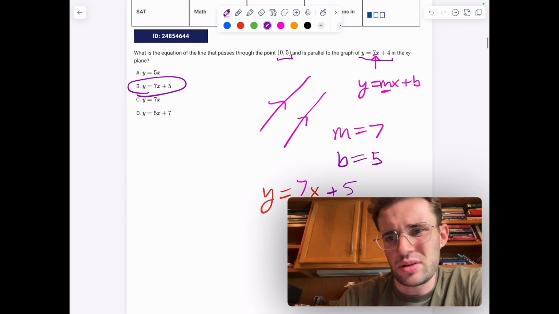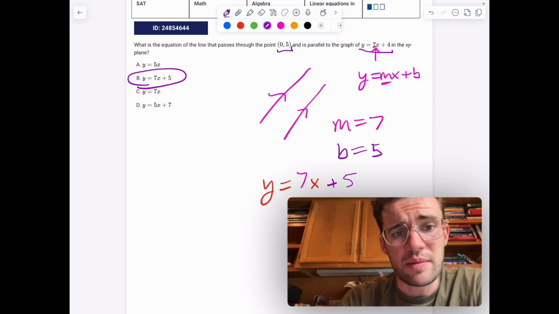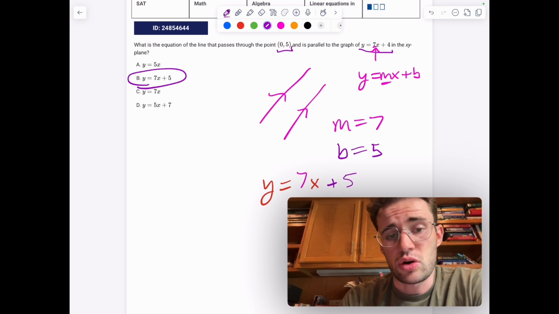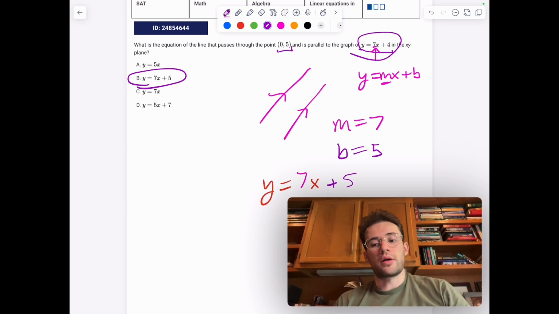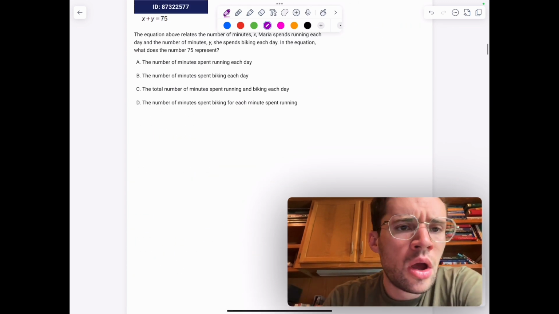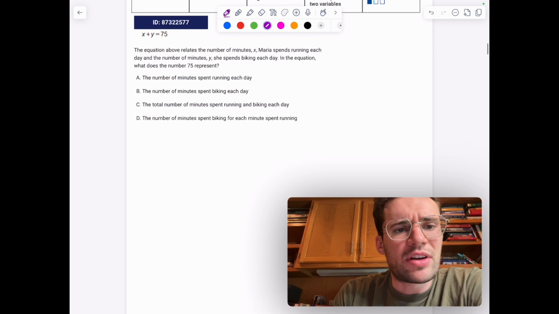I'm trying to think if there's some way you could check it. I guess if you had your calculator, you could type this in and then see if it actually crosses at (0, 5). Maybe graph this one as well and see if they're actually parallel, which they should be.